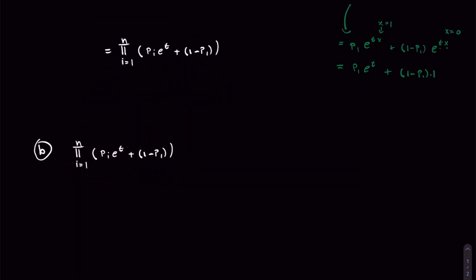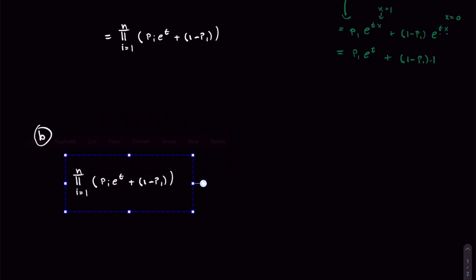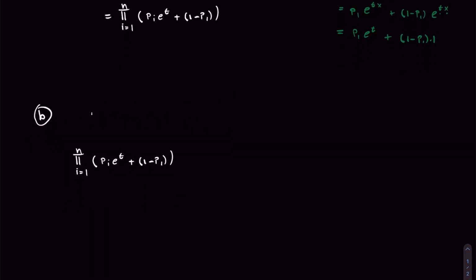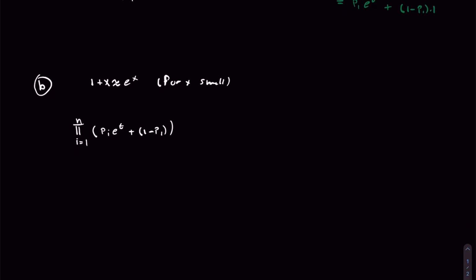And now we are given, I'm going to move it down here. We're given the following, that 1 plus x is approximately e to the x, especially for x small. So let's see if we can get these terms here in the following format, and see if we can rewrite this whole thing in terms of this. That's our strategy.